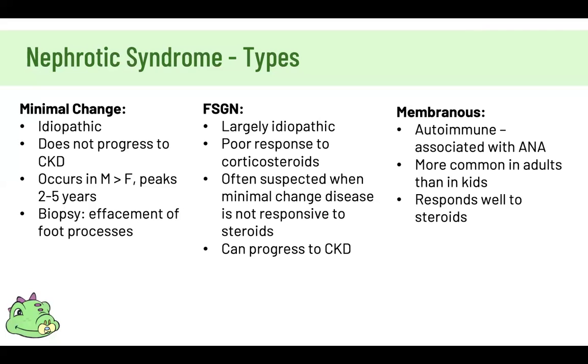The other main one to consider would be membranous, but this is a lot more common in adults than it is in kids, although it can occur. So this is an autoimmune process that's associated with ANA, and again, it tends to respond pretty well to steroid treatment.